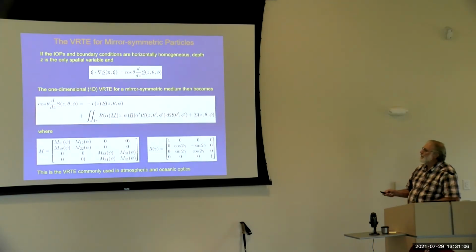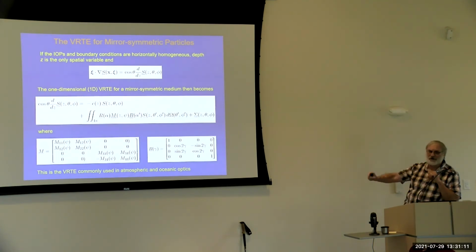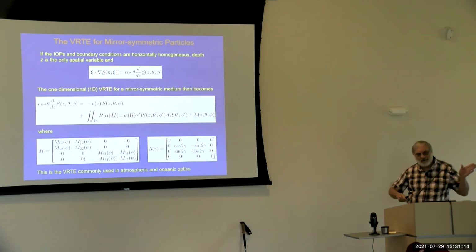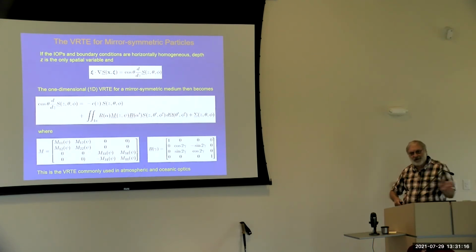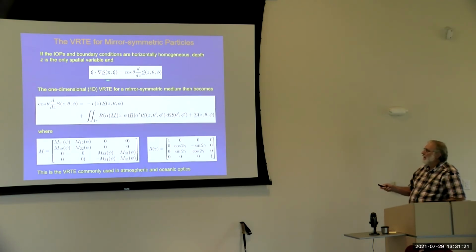Now, the next simplification is to say, let's just make the ocean horizontally homogeneous. So every point's the same on the surface and going down, but things can vary with depth. And then the left-hand side of the equation just becomes cosine theta d Stokes vector dz, a depth derivative. And then you end up with a one-dimensional, one spatial dimension, vector radiative transfer equation for a mirror symmetric medium. And it looks like this.